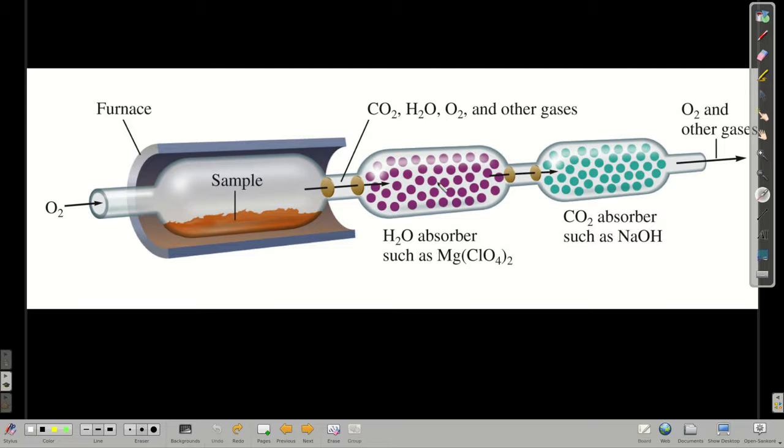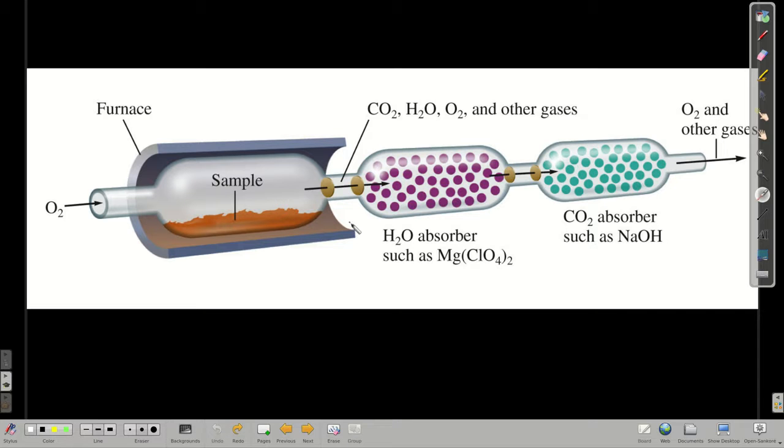Now, what we do is we weigh this. This comes off and this comes off. We weigh this before the experiment and after the experiment, and the same thing over here. The difference in mass after the experiment and before the experiment is how much water was produced, and the same thing for the carbon dioxide. So at that point, we know the mass of carbon dioxide that came from this compound and the mass of the water that came from this compound.